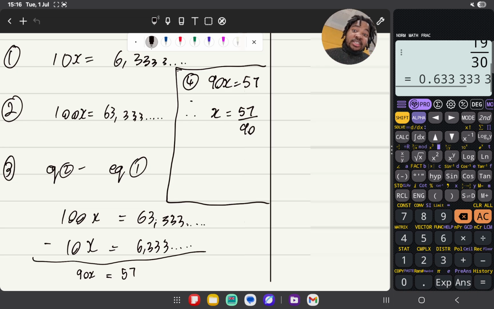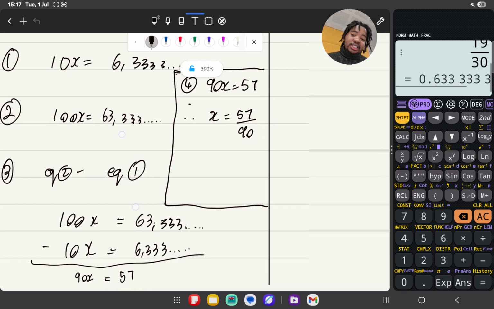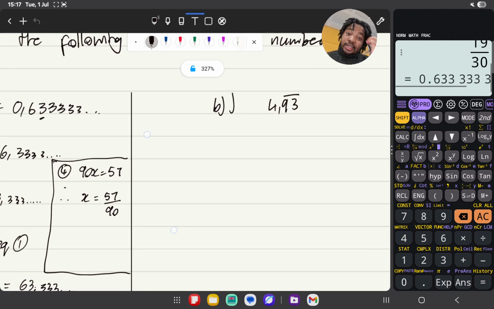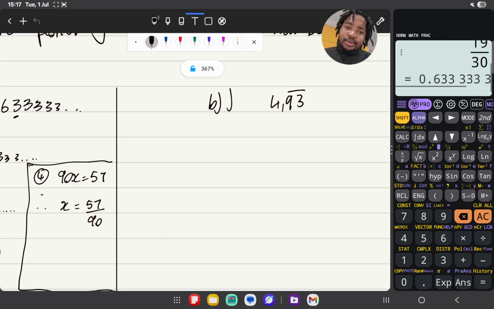So with this example, we were able to understand the whole idea of multiplying. Why do we multiply by 10 or by 100? It is so that we make sure that on the two equations, the numbers after the comma are the same, so that by the time we go to step 3 and do our subtraction, at the end of step 3 we don't have any decimal points. You understand? Cool. So here's the last one, the beautiful one.